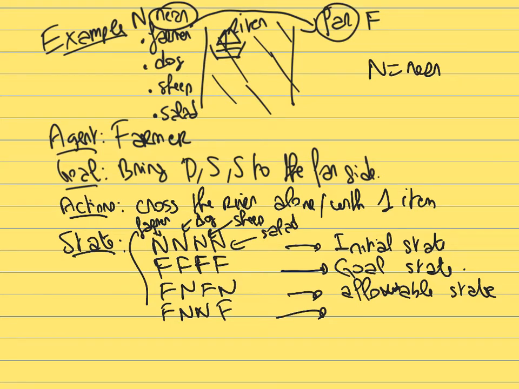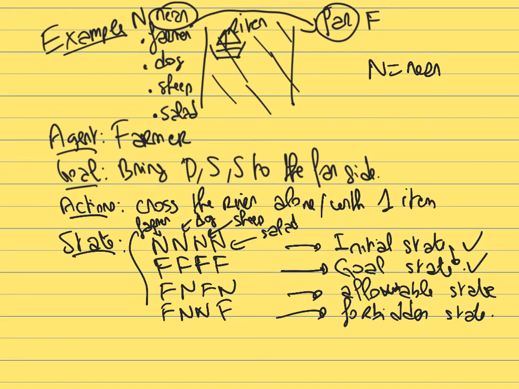But the problem in this case is that on the near side, you have the dog and the sheep. And the dog is left without the farmer checking on it. So the dog is going to bite the sheep, which is in this case a forbidden state. So the goal will be to find, among those allowable states, the optimal way to go from the initial state up to the goal state, finding the optimal path along those possible allowable states.